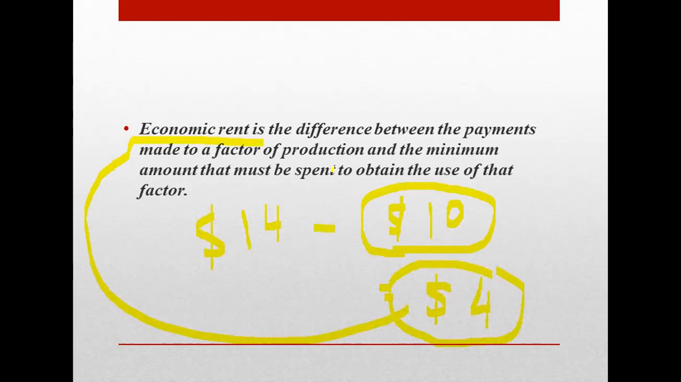So simply speaking, economic rent is the difference between the payments made to a factor of production and the minimum amount that must be spent to obtain the use of that factor of production. If you have to give $10 for labor to obtain its service, but you are paying more than that, that is $14, then the difference between what you actually pay, $14, and the minimum you have to pay to obtain its service, $10, is known as economic rent.